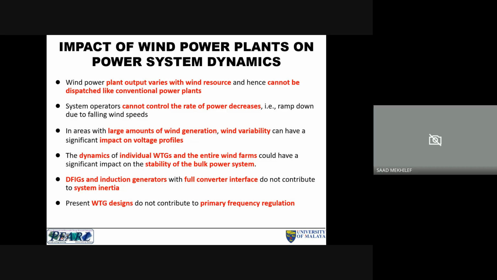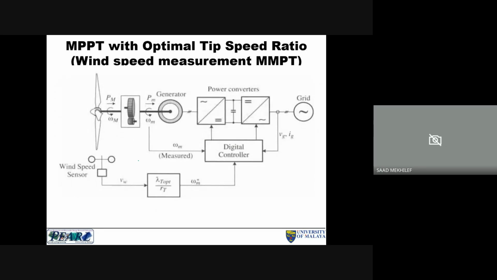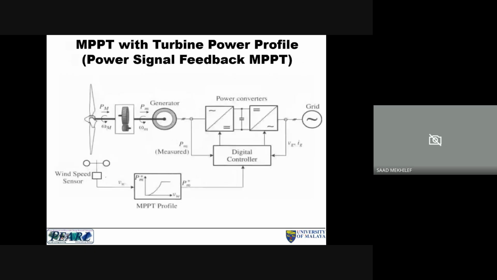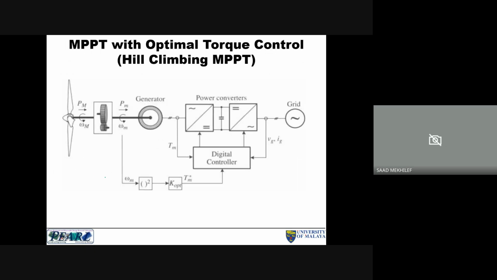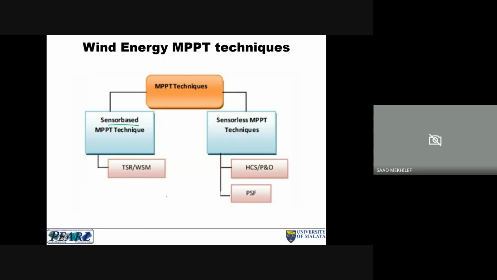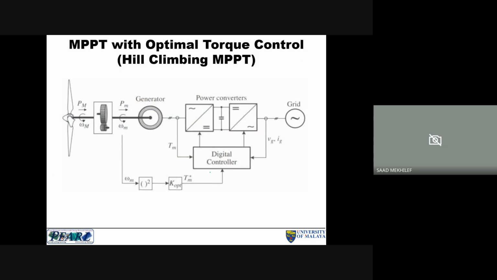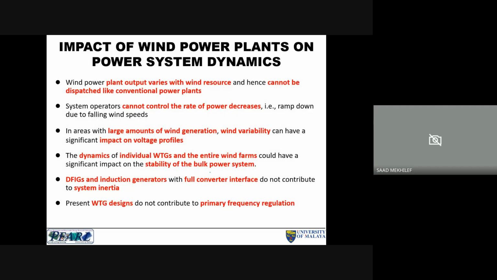So there are quite a number of methods. Even now we have the AI based, the PSO. There are quite a number of methods for the MPPT control. But as I say, the most common one still used in industry is the hill climbing, the P&O, and the incremental conductance. Most of them use sensorless because that's cheap. Okay, there are a few issues on wind power.